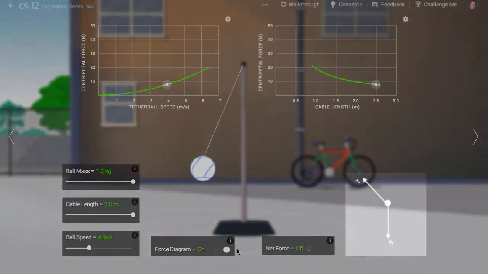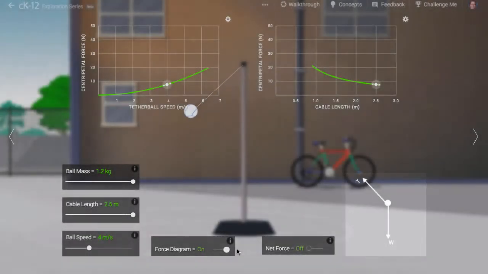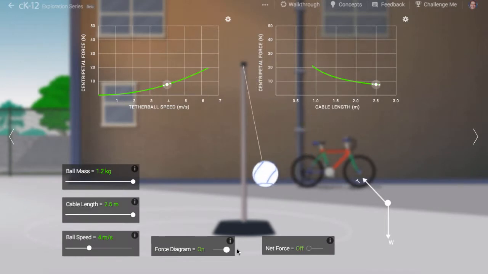As you can see, a tension force points up at an angle toward the tip of the pole. The gravitational force, or weight, points downward. Since the ball is orbiting in a horizontal plane and not accelerating upward or downward, we know that the vertical component of tension must balance the weight.